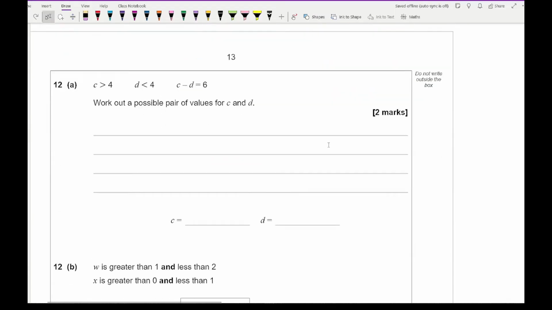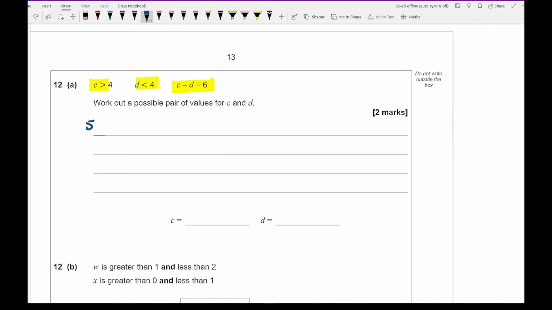Moving on to question 12a, it says C is a number that's greater than 4, D is a number that's less than 4, and C minus D equals 6. Work out a pair of values for C and D. Now again, there are multiple answers for this that you could give. It's just making sure that they do fit the rules in which it's stated here. So again, you could go into decimals. I'm going to go for the whole number options that you could have.